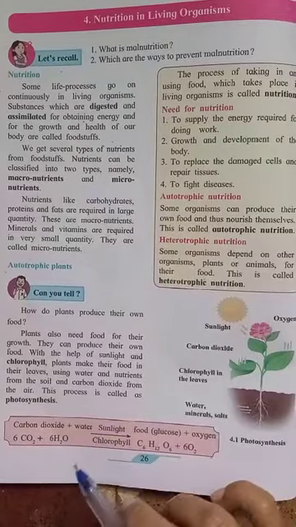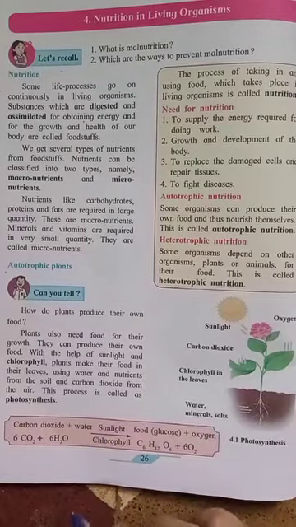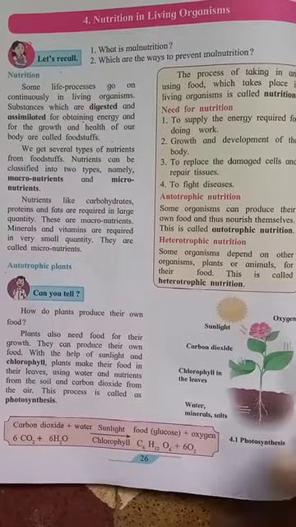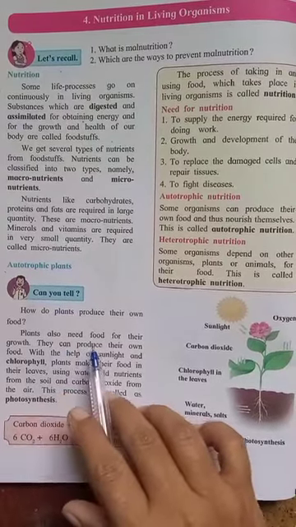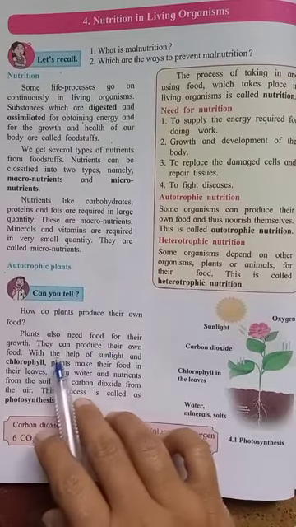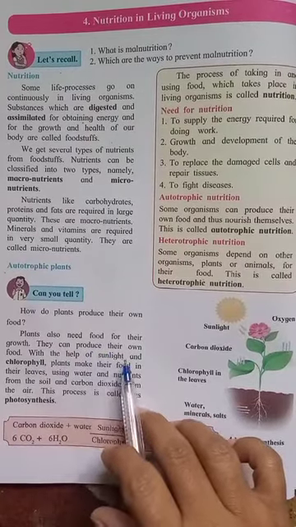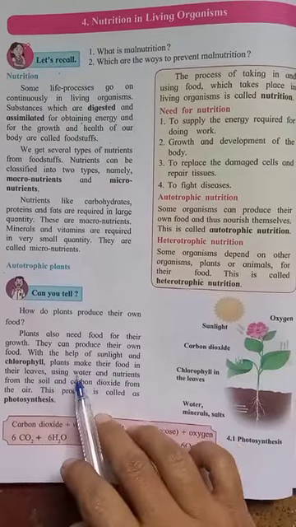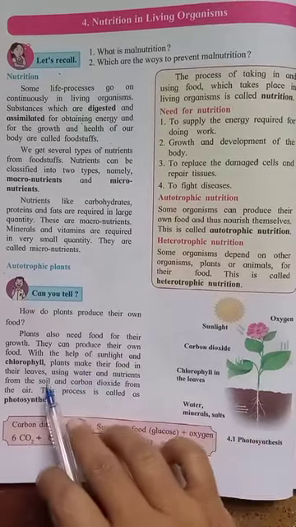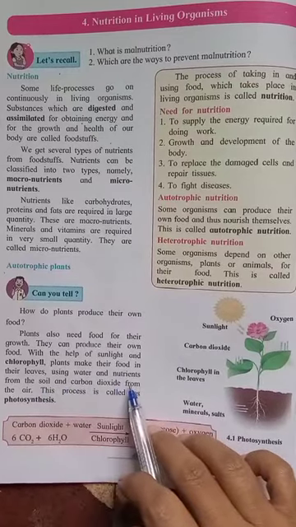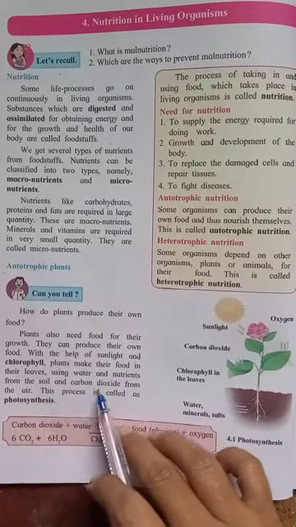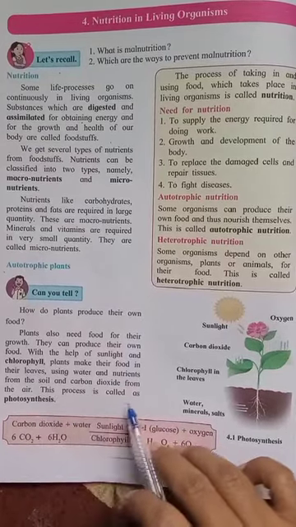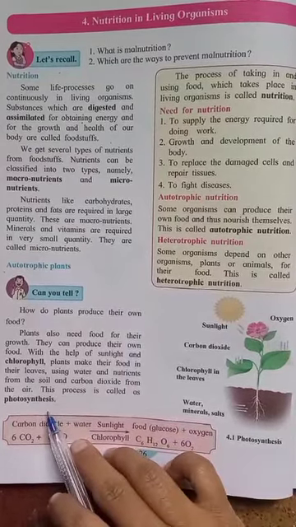Students, we know that plants produce their own food with the help of sunlight and chlorophyll. Plants also need food for their growth. They can produce their own food with the help of sunlight and chlorophyll. Plants make their food in their leaves using water and nutrients from the soil and carbon dioxide from the air. This process is called photosynthesis.